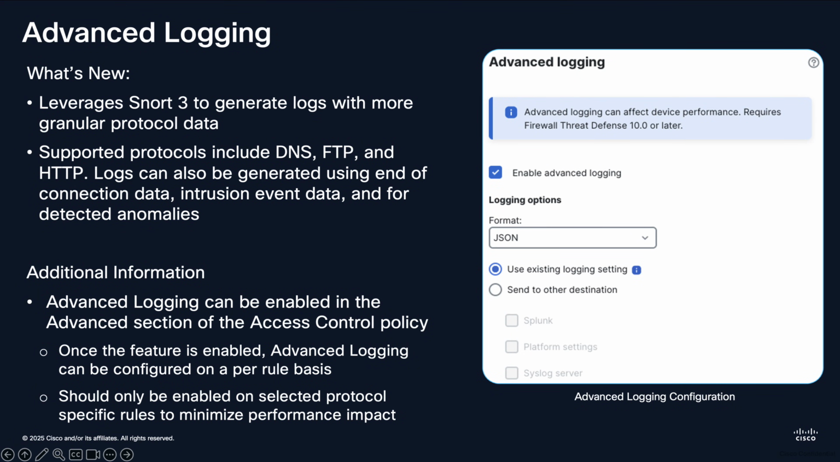New also is some more granularity when it comes to logging. What we are able to do is leverage Snort to generate logs with more granular data for DNS, FTP, and HTTP. Also support for end of connection data, intrusion event data, and anomalies. The goal here really is to provide our SIEM systems with access to data collected from all passing traffic, and additional fidelity is needed for big data analysis.